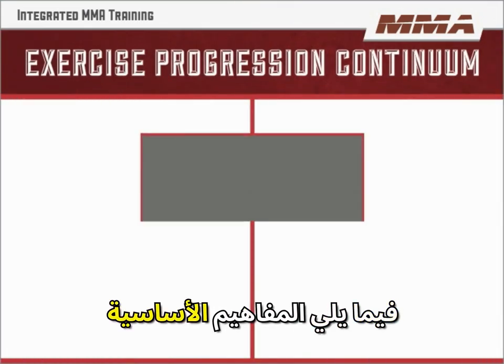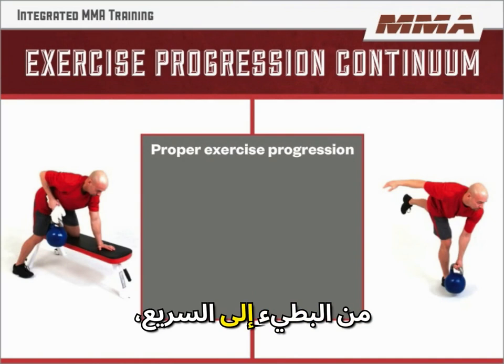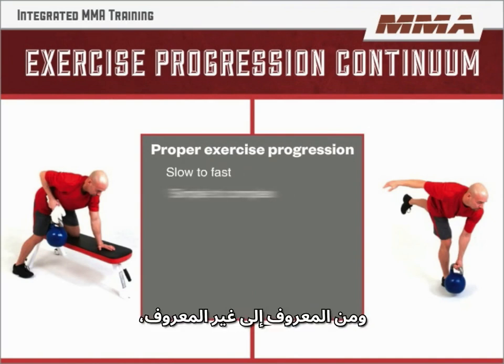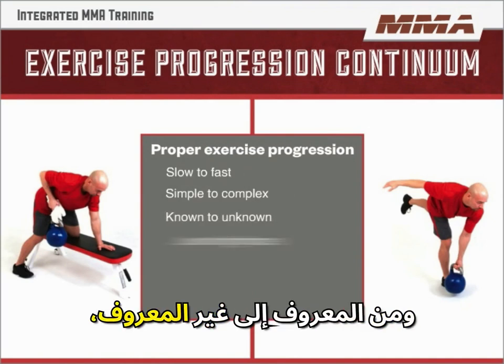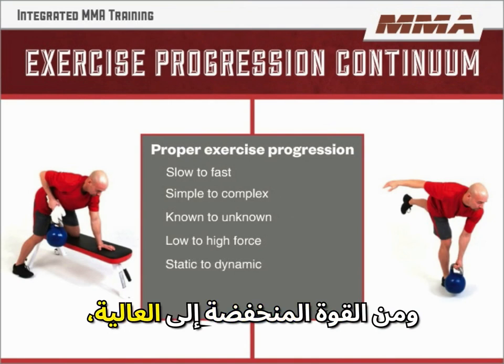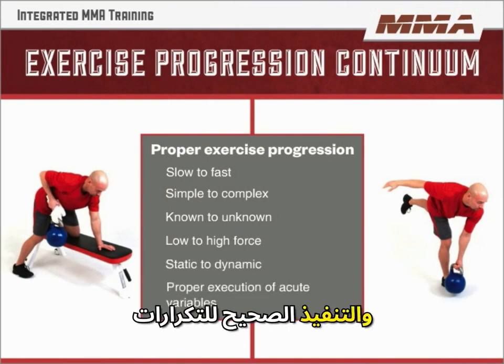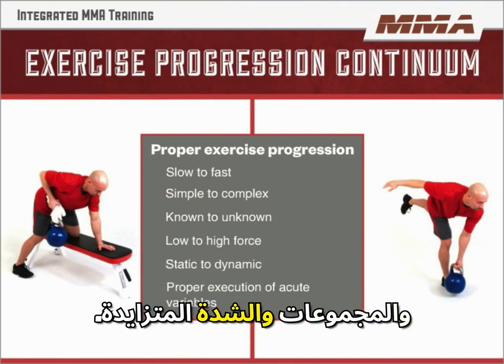Here are the key concepts for proper exercise progression: slow to fast, simple to complex, known to unknown, low to high force, static to dynamic, and correct execution of increased repetitions, sets, and intensity.